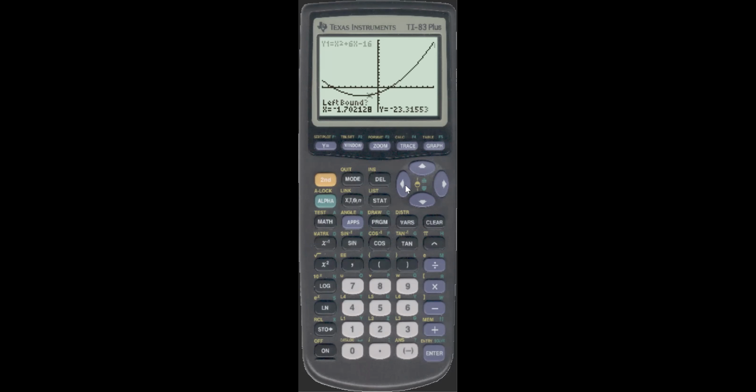It says left bound. Okay. Now we think the minimum is kind of right in that area right there. So you want to go left of it. And the question is, well, how far left do you go? And it's like, well, far enough. You need to make sure it's truly left of it. Hit enter. Right bound, you go right of it, enter, and then you guess always at the same spot. And there you go. You get -3, -25 as your minimum.